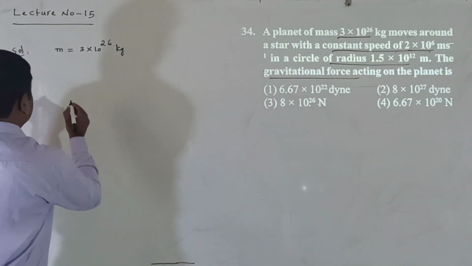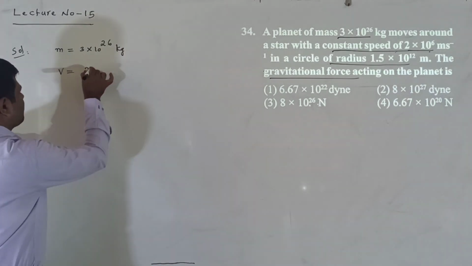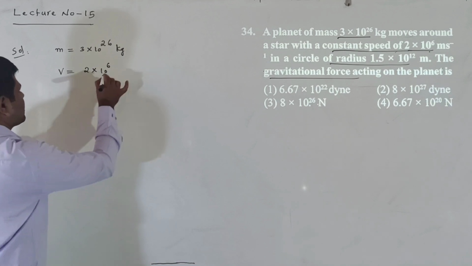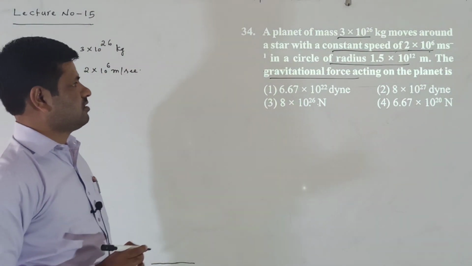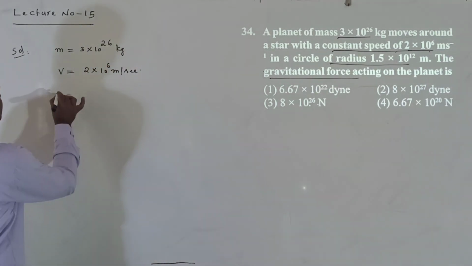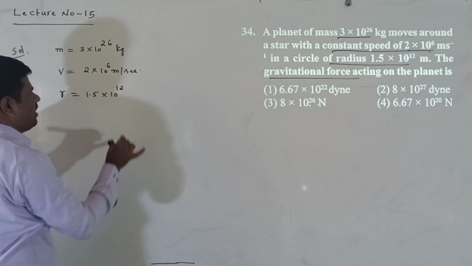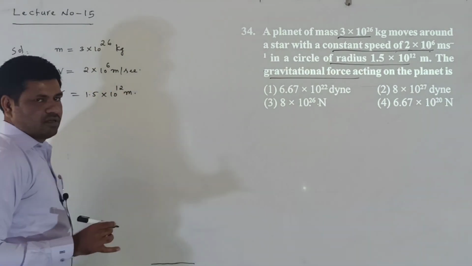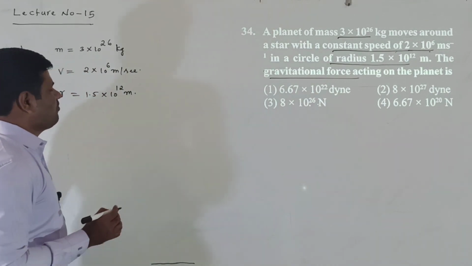Speed v is given, that is 2 into 10 power of 6 meter per second. Mass is given 3 into 10 power of 26, speed is given 2 into 10 power of 6 meter per second. Radius is also given in the problem, that is 1.5 into 10 power of 12 meters. Now gravitational force is asked.